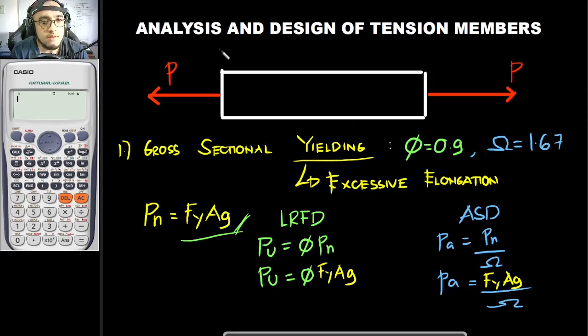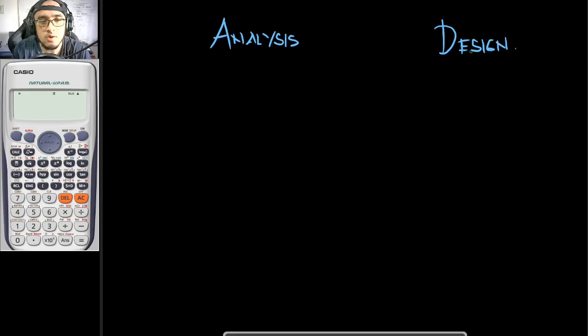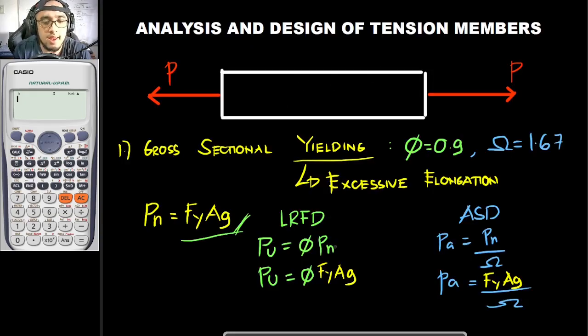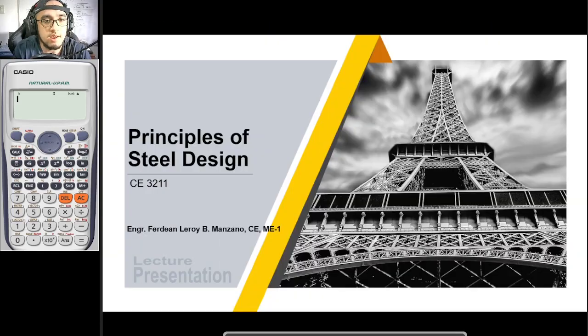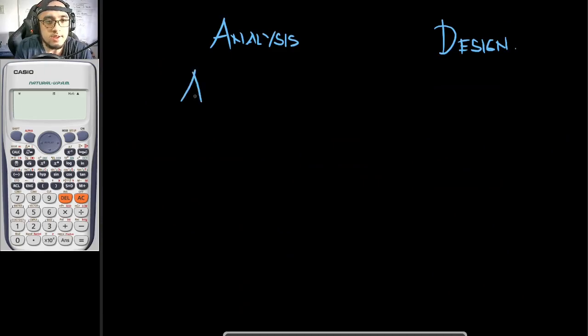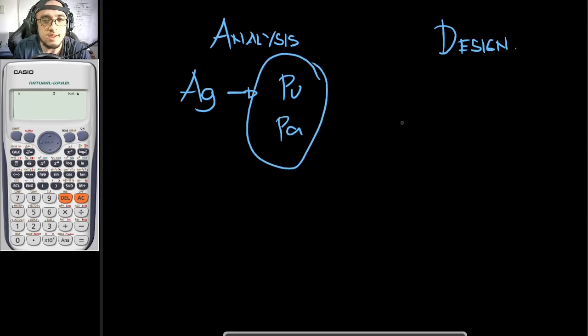So by the way guys, if you are to consider analysis and design, the main difference between these two methods right here is when you are analyzing a certain structural member, you are actually solving for the maximum load that it can carry. So in analysis, you actually have your member already. So if you already have your member, you have your value for your AG, and using your value for your AG or the parameters involved, you must solve for either PU or your PA. So that is for your analysis.